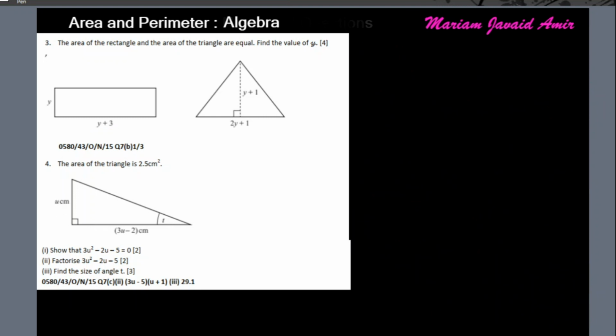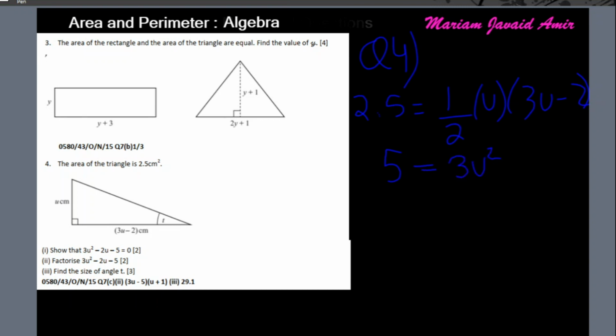Okay, question 4. The area of the triangle is 2.5. So 2.5 equals half into base into height, half into u into 3u minus 2. Taking 2 to the other side, it will get multiplied with 2.5, making that 5, and we get 3u square minus 2u here, 0 here, and this becomes 3u square minus 2u minus 5, and we've shown the required equation.